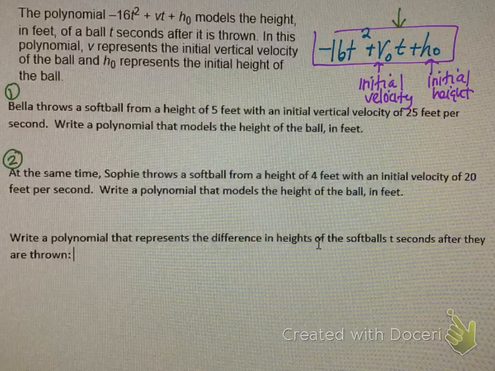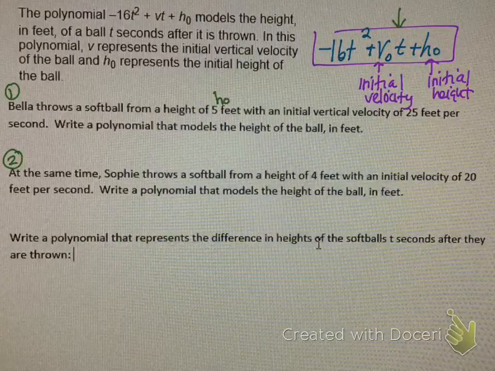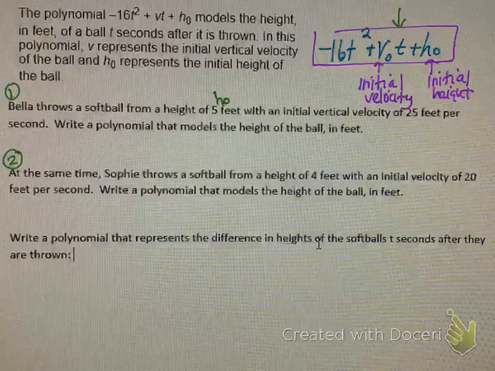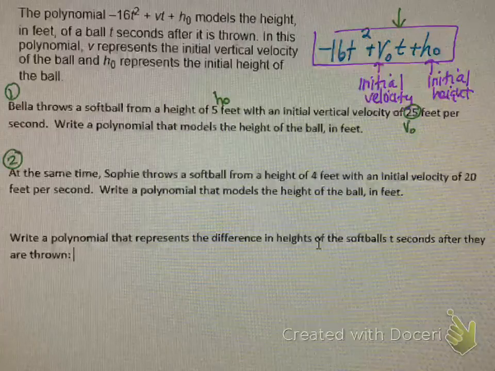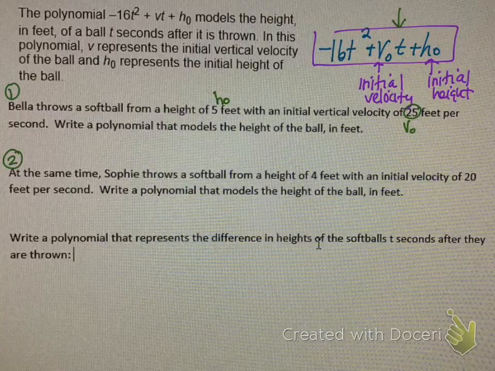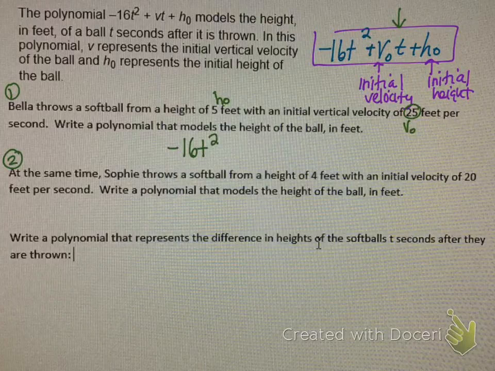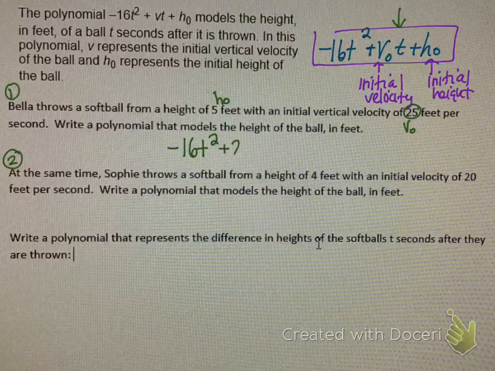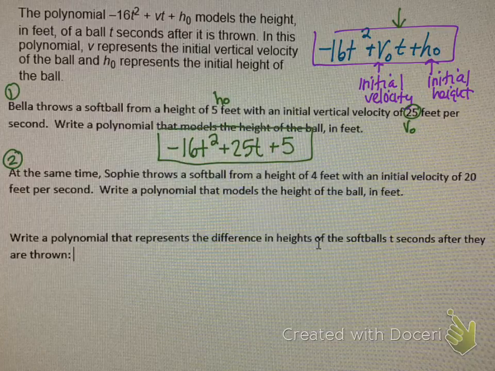So Bella throws a softball from a height of 5 feet. So there's our h sub 0. And the initial velocity is 25 feet per second. So 25 is our initial velocity, v sub 0. Write the polynomial that models the height of the ball in feet. So the polynomial would be negative 16t squared. I'm plugging in 25 for v sub 0, so 25t, and I'm plugging in 5 for h sub 0. So here's our first equation.